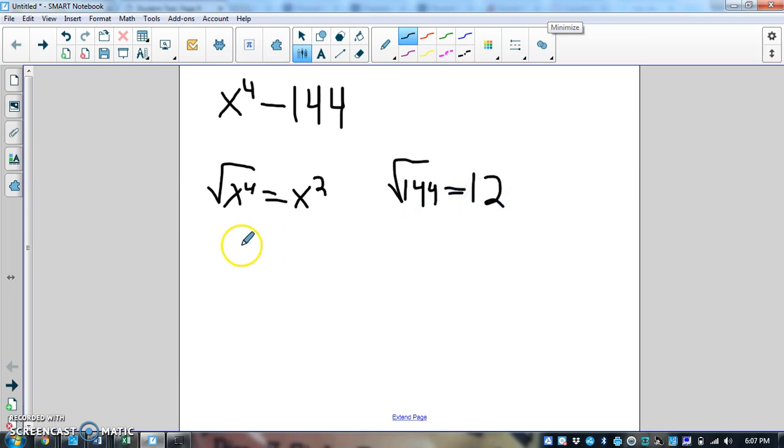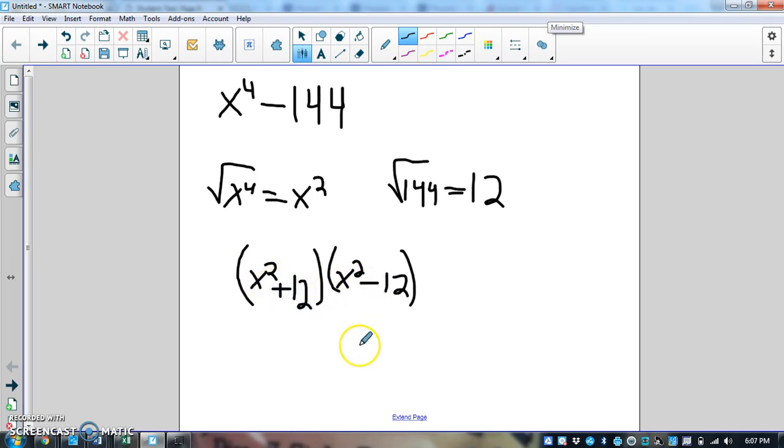We know it's binomials, so we're going to have two binomials, so two sets of parentheses. We know our first term is going to be x squared in both. We know 12 is our second term in both of the binomials. And we just remember it's plus and minus. That's why the middle term, the bx term, goes away.